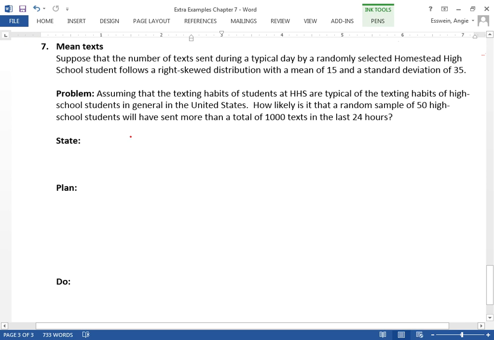This is about the mean number of texts from section 7.3, extra examples. Suppose that we know the number of texts sent during a typical day by a randomly selected Homestead High School student follows a right skewed distribution. So the population here is right skewed. That's different. We don't see that very often, okay?